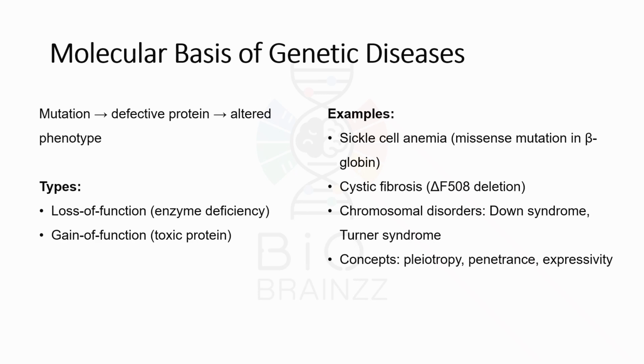Chromosomal disorders such as Down syndrome and Turner syndrome arise due to numerical abnormalities. Concepts like these are important because they explain variation in disease presentation among individuals.